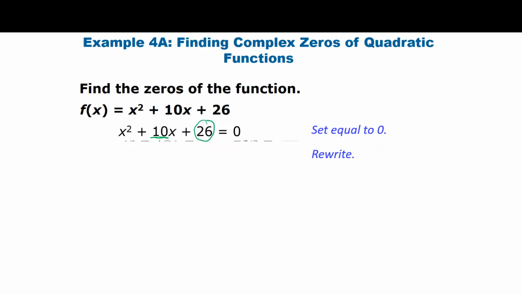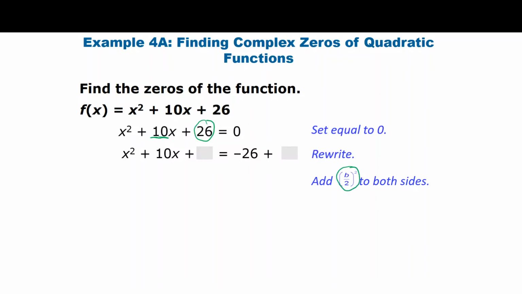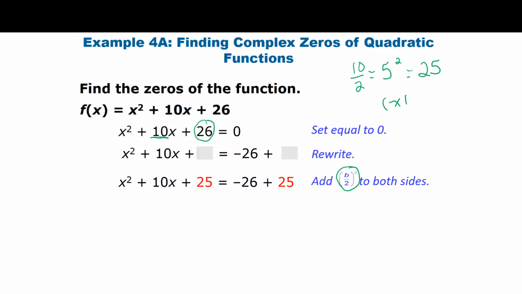So don't forget, we learned how to complete the square. So I'm going to set it up with 2 extra blanks in there, and remember, when I want to complete the square, I'm going to add b divided by 2, squared. So my b is 10, so I'm going to say 10 divided by 2 equals 5. And 5 squared equals 25. So I'm going to add 25 to both sides. Now when I do that, I can now factor this out. 2 numbers that multiply together to get 25, add together to get 10 is going to be x plus 5 times x plus 5. Or in other words, x plus 5 squared equals -1.